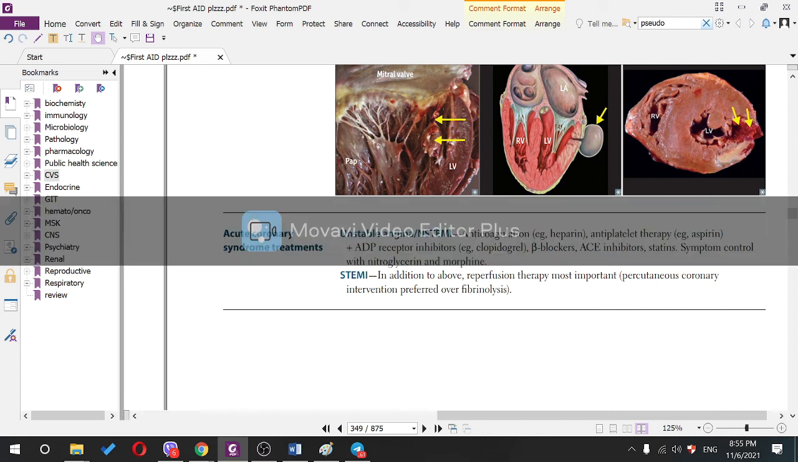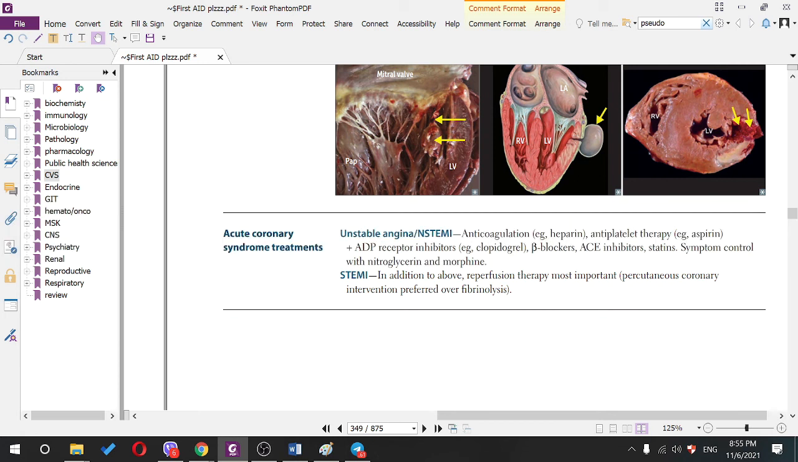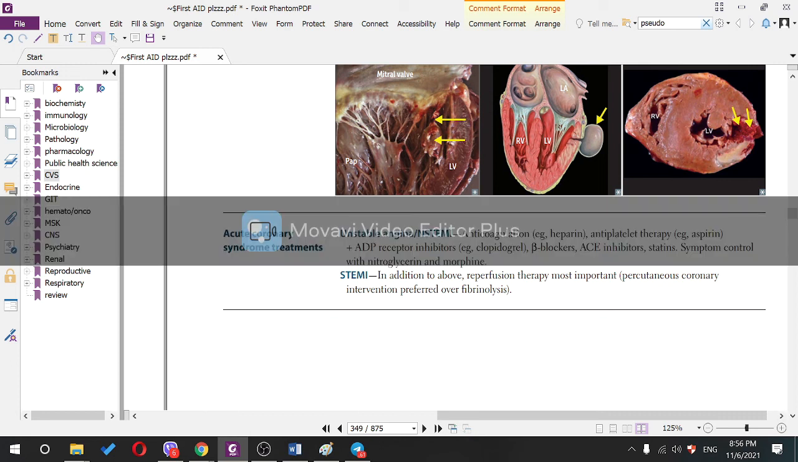Beta blockers, you must know that we give them to decrease the O2 demand of the heart. ACE inhibitor to decrease the afterload and the preload. Statin to prevent the formation of atherosclerosis. And symptoms control, as you see, these are not for the treatment, it's just to make the patient feel better. The oxygen, the morphine, and nitroglycerin. These three are to make the patient feel better.